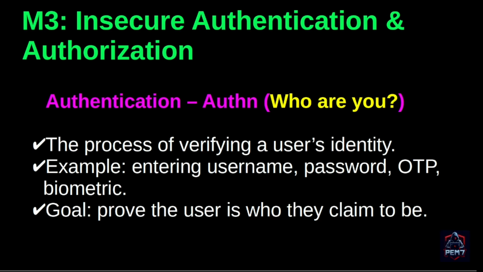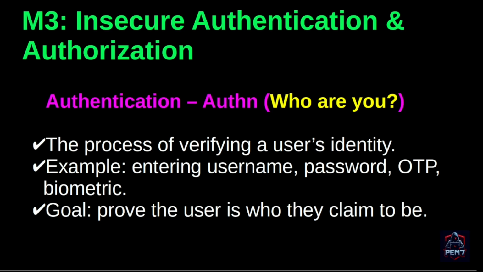Let's look at OWASP mobile risk number 3, which is insecure authentication and authorization. This is one of the most critical risks in mobile applications because it directly impacts user trust, data protection, and the business itself. So you can break it down into authentication and authorization.